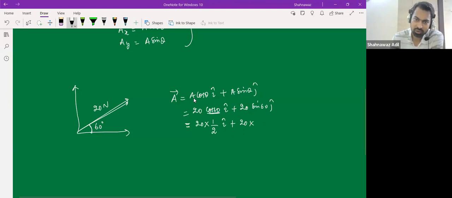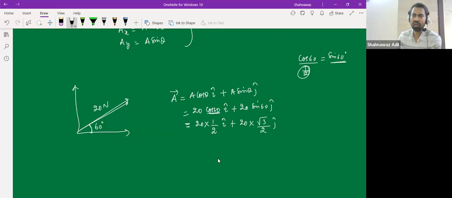Sin 60? No. We have cos 60, which is 1 by 2. Then cos 60 cannot be equal to sin 60, right? If cos 60 is 1 by 2, then sin 60 would be different, so just remember that it is root 3 by 2. Now we can write this 10 cancel, so this is 10 i plus 10 root 3 j.